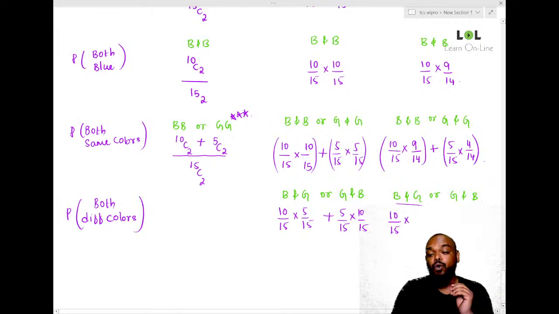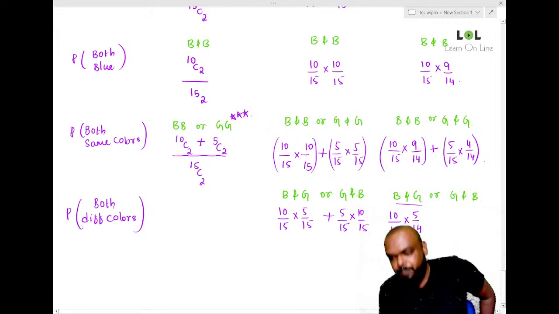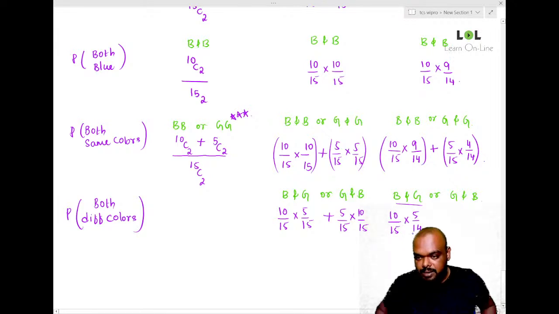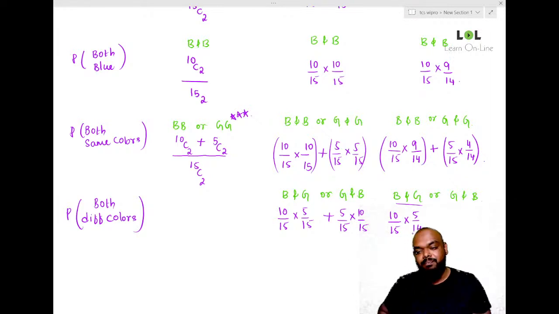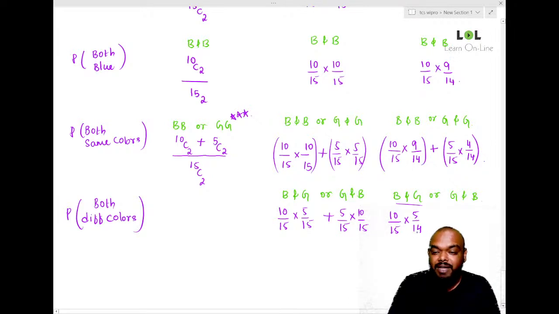5 by 14. Why? The first marble we picked. Perfect, everyone. Nayana, Tarun, Chandana, Manohar, right answer. 5 by 14. Why? When the first marble we picked was blue, one blue is gone, but all 5 green will be there. Okay, so that's why 5 by 14.